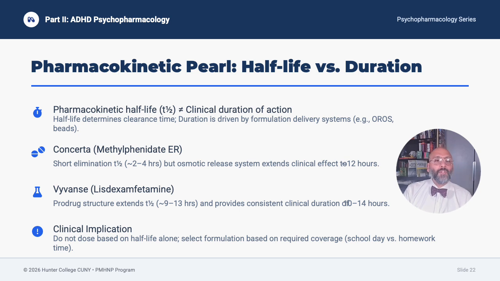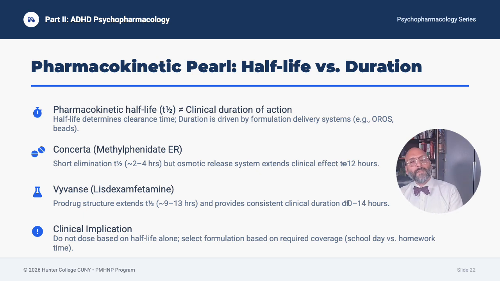What actually determines the duration is the delivery system, the release kinetics, and the prodrug status, not just the clearance. So think of Concerta, the prototype for methylphenidate ER. Methylphenidate itself has a short half-life, about 2 to 4 hours. But Concerta has this osmotic release system. So that means the drug is released slowly and steadily throughout the day, even though each molecule is cleared quickly. Clinically, this can give you about 12 hours of effect with a smoother curve, fewer peaks and crashes. So short half-life does not mean short coverage.